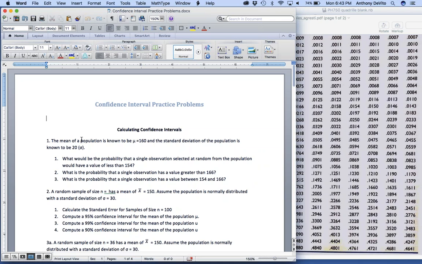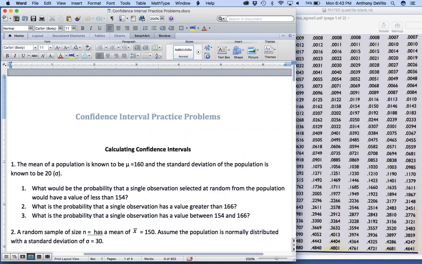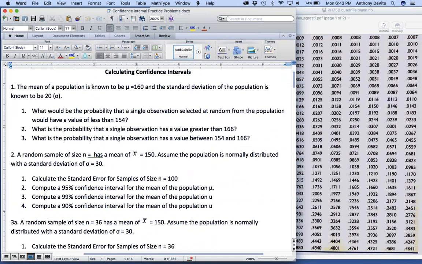Going to apply this to a couple of actual examples. Let me blow this up a little bit so I can see it better. The mean of a population is known to be 160. The standard deviation of the population is known to be 20. So we know the mean and the standard deviation of the population.